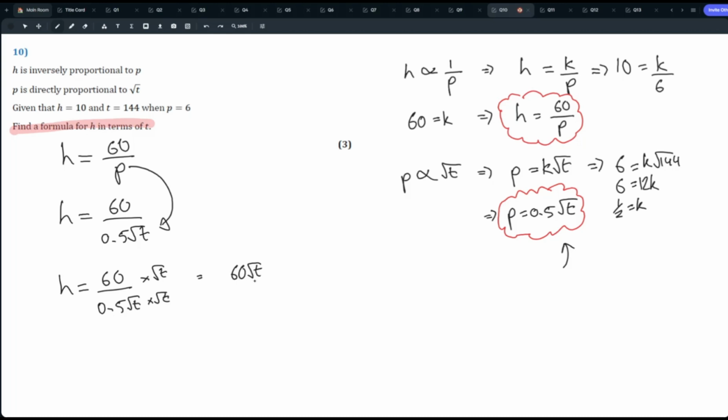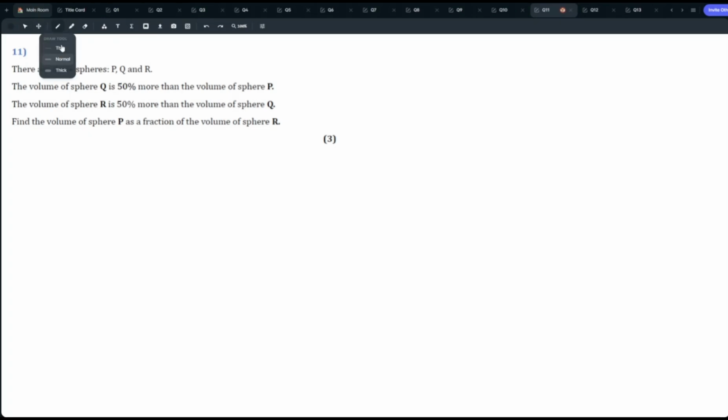So I'm just thinking back to surds, really, when we remove the surd at the bottom, or in this case, the square roots. So this would just be 0.05t. But again, you don't have to do that. We could finish there. Question 11.